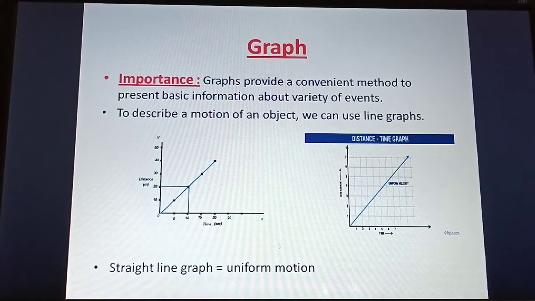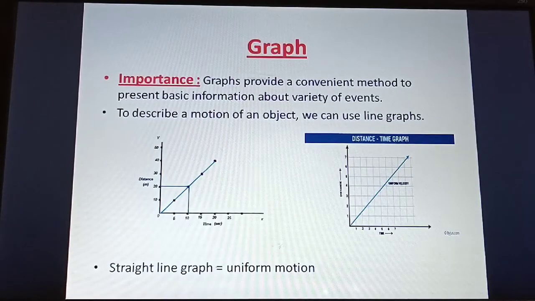To describe the motion of an object, we can use line graphs. That may be in the classroom, that graph. But even to describe the motion of an object, how the car moves, even here we can use line graphs.